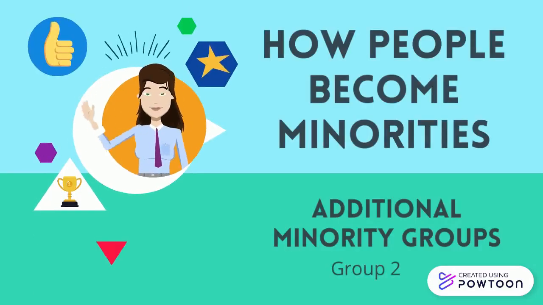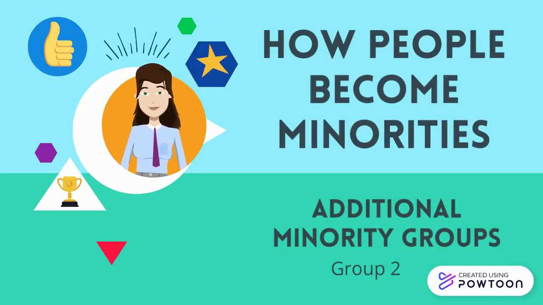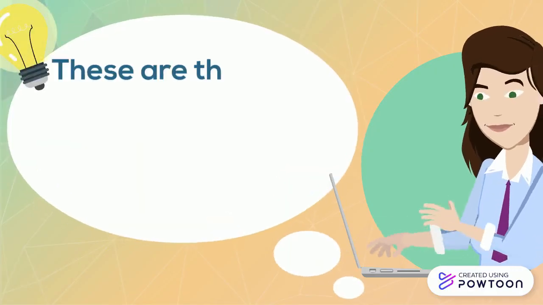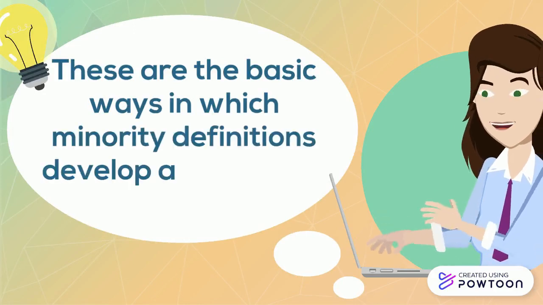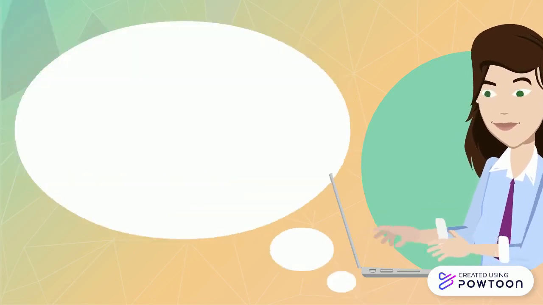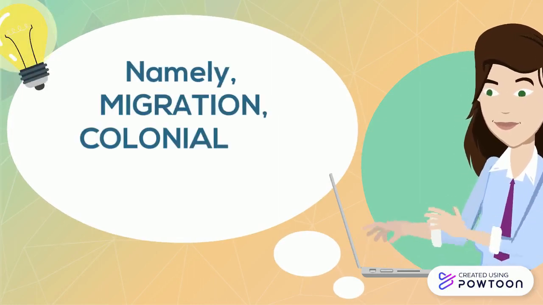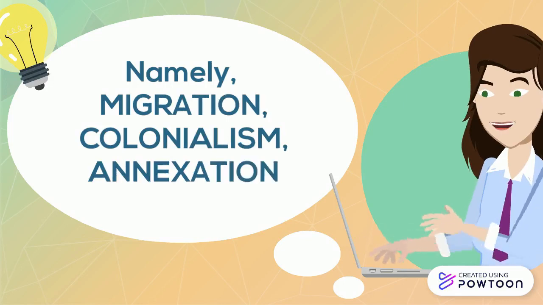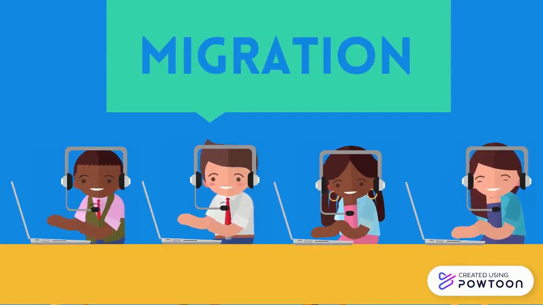Today we'll talk about how people become minorities and its additional minority groups. These are the basic ways in which minority definitions develop according to sociologists, namely migration, colonialism, and annexation. First, let's talk about migration.